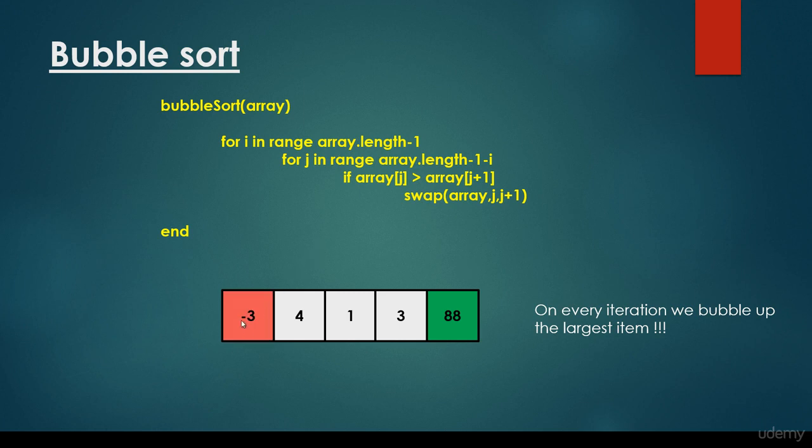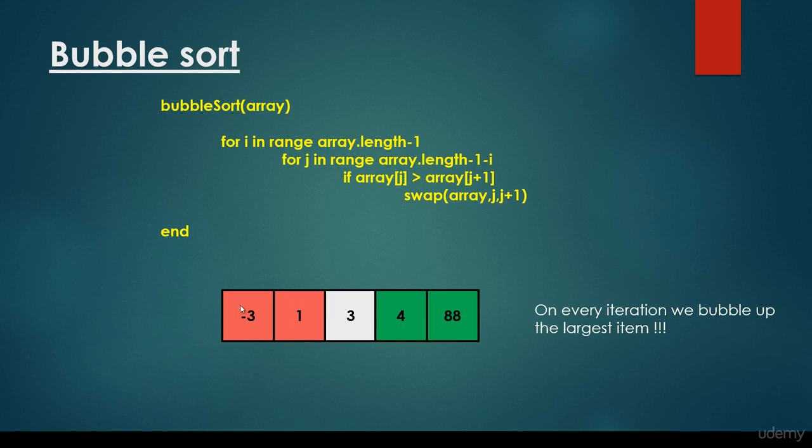Of course, then we start again. -3 and 4, they are in good position. What about 4 and 1? Of course, we have to swap them. What about 4 and 3? Basically, what's very important to see is that we have to compare adjacent items. We don't compare -3 and 4, or -3 and 3. We compare adjacent items. They are not in the right position, so we swap them. And again, 4 is in its right position because 4 is greater than every other item. We don't talk about 88 because we have already considered it, but 4 is the second largest item in the array. And we start again.